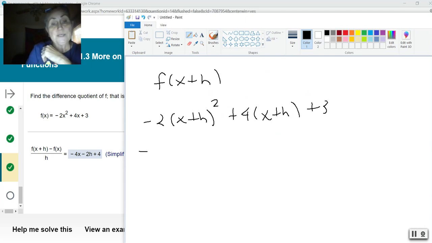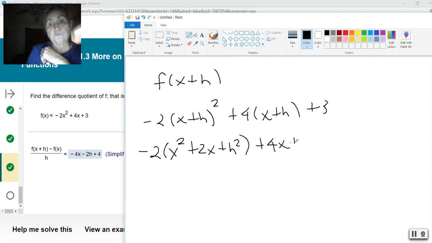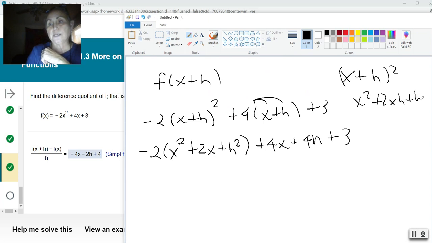So, negative 2 that I've memorized, x squared plus 2xh plus h squared plus 4x plus 4h plus 3. Distribute, distribute. Okay? Memorize x plus h squared. x squared plus 2xh plus h squared. Say it with me. x squared plus 2xh plus h squared.